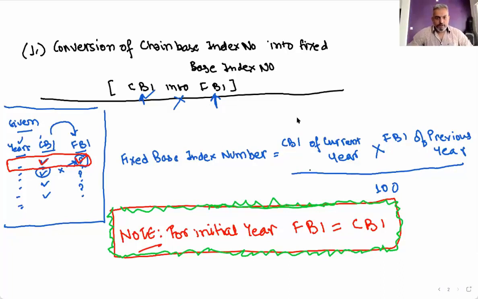This formula, you have to remember it this way. Once again, I'm saying CBI into FBI. The first formula is CBI into FBI. Please remember the formula in this format only. It is a bit confusing, that's why. Now CBI of current year into FBI of previous year upon 100. Now let's go to a sum.